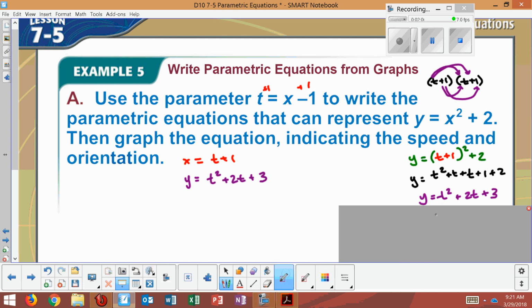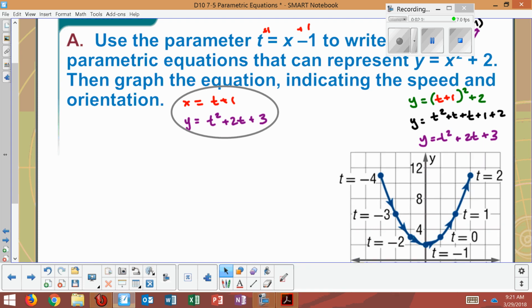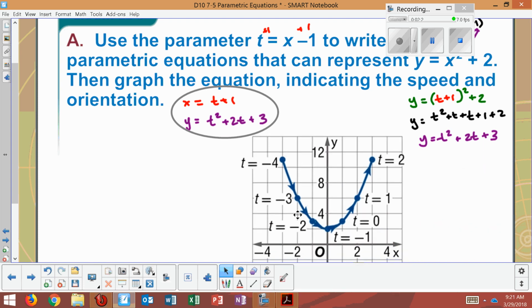Here's what I can tell you about this. As I observe these, this is going to be a vertical parabola because this is the greater power, it's with y. And it should be moving to the right because with the x equation, the t is positive. So as I look at this picture, it is moving to the right. It's a vertical parabola. This would make it seem that it would be shifted right 1. And this is off because this is not in vertex form.